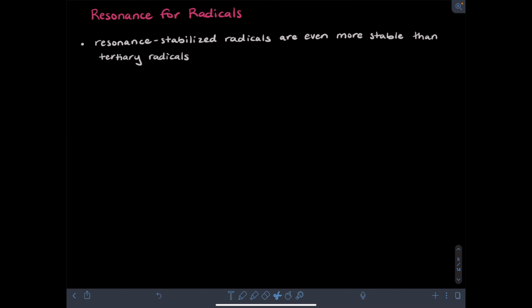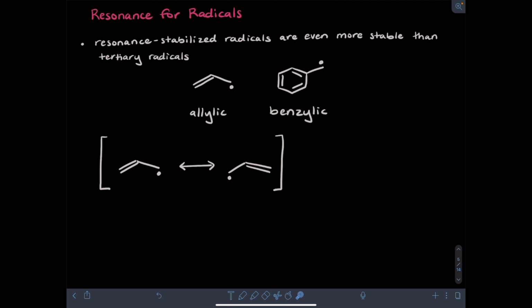Similar to carbocations, radicals can also be stabilized by resonance, and in fact, resonance-stabilized radicals are even more stable than tertiary radicals. Two common resonance-stabilized radicals are an allylic radical, where a radical is adjacent to an alkene, or the benzylic radical, where a radical is adjacent to an aromatic ring. For the allylic radical, the unpaired electron is either on the carbon on the right or the carbon on the left in the resonance contributors.